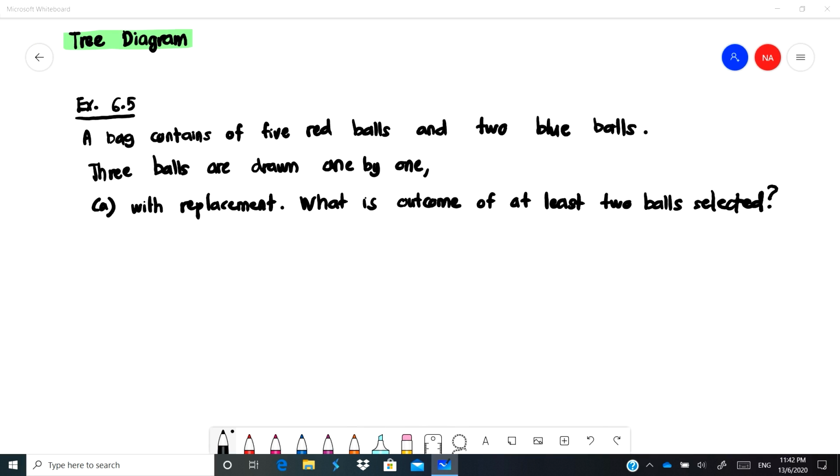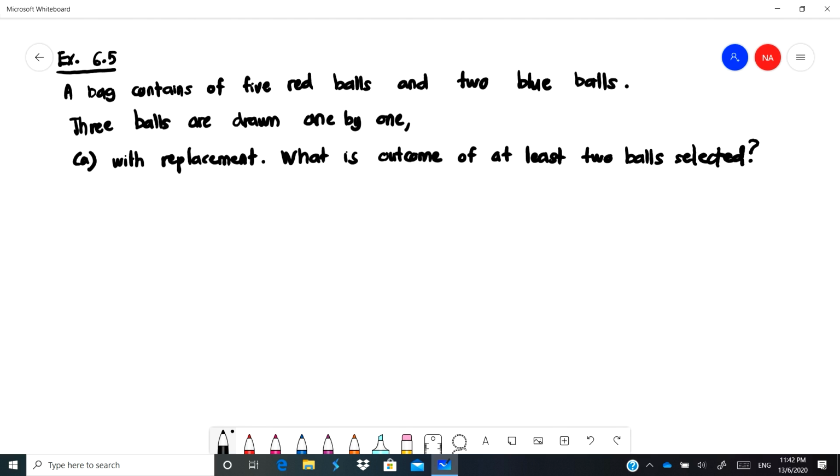Always do that. Another method of listing the possible outcomes for probability is using the tree diagram. So it will be easy, I think. Let's treat this kind of question. Let's say we have a bag which contains 5 red balls and also 2 blue balls. 3 balls will be drawn one by one, meaning that we draw a ball and then we stop, and then we draw the next ball and then we stop. So it depends on the situation.